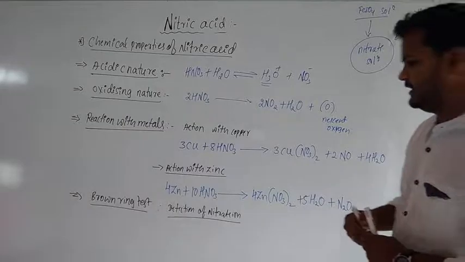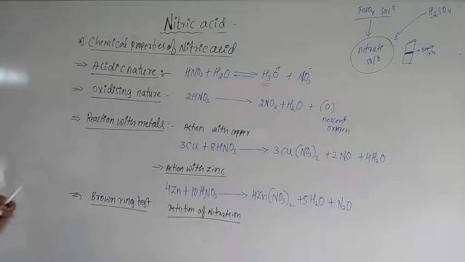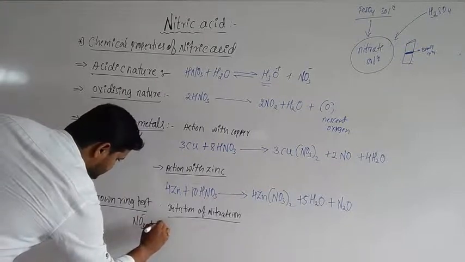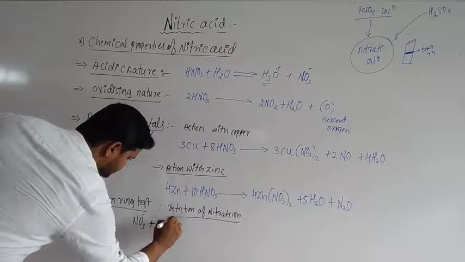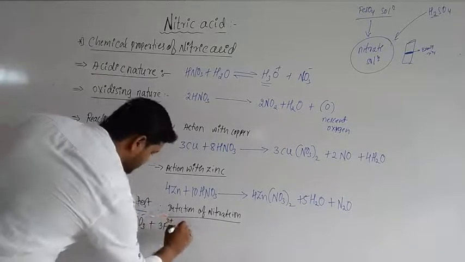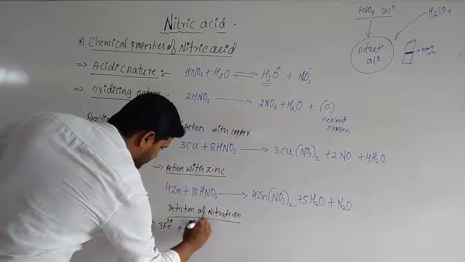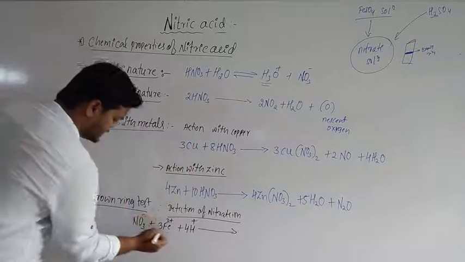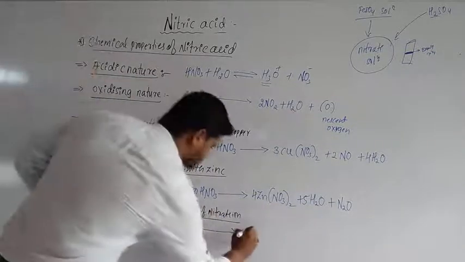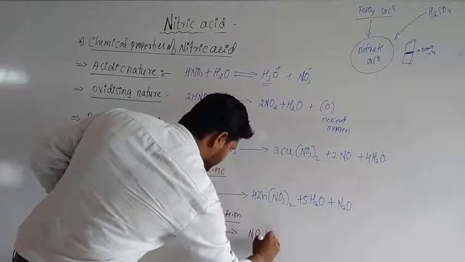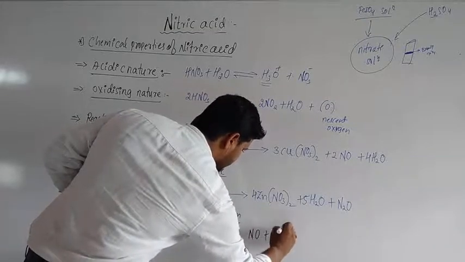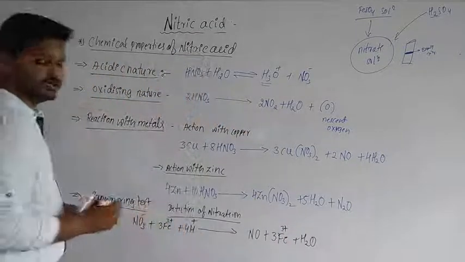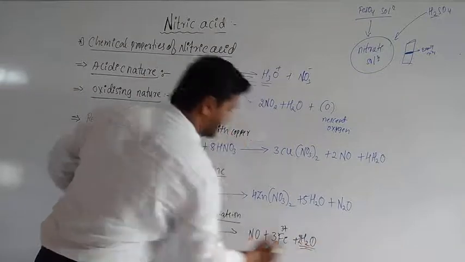Okay, students, I will write the reaction here. Brown ring test reaction. First one, nitrate: NO3 minus plus 3Fe2 plus plus 4H plus. Here, iron reduces nitrate to nitric oxide. The products are nitric oxide and 3Fe3 plus, and the remaining is 2H2O. This is a balanced reaction.